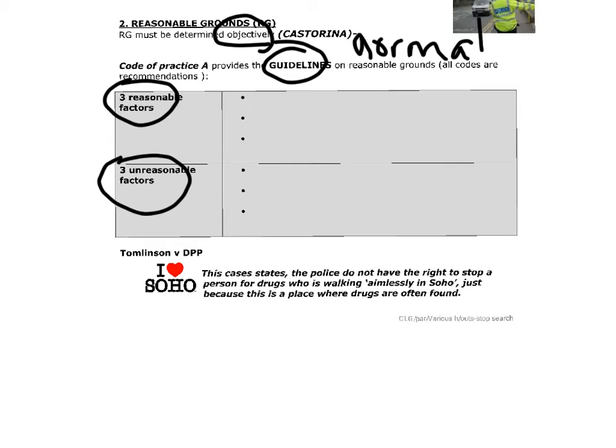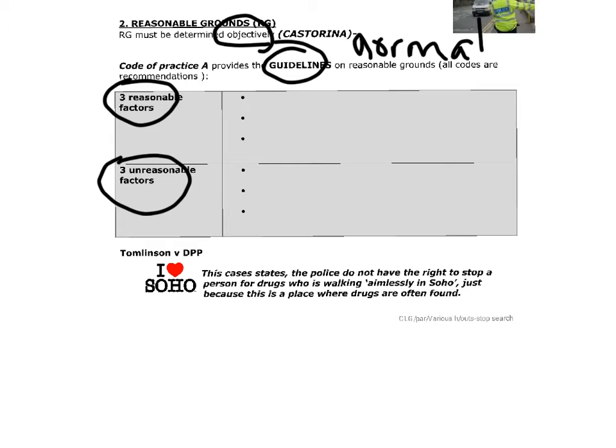It could be that you are looking very, very suspicious. That potentially could be a way that they would be using that as a reasonable ground. So maybe you've got a big bulge at your side, so you're hiding something, you're looking very suspicious there, so they want to find out why. That would be a reasonable ground.